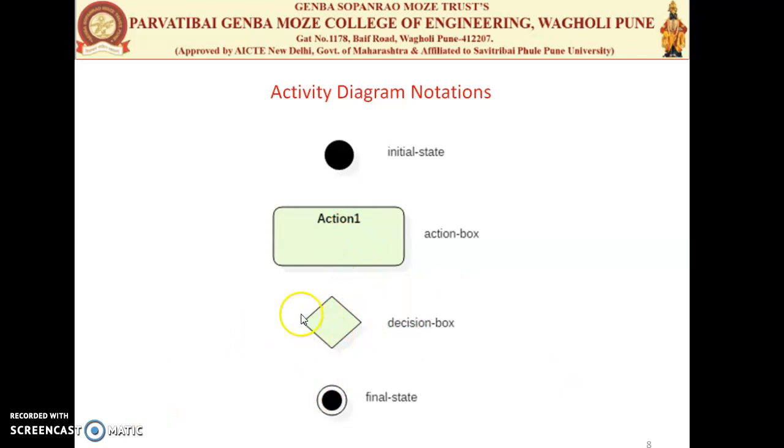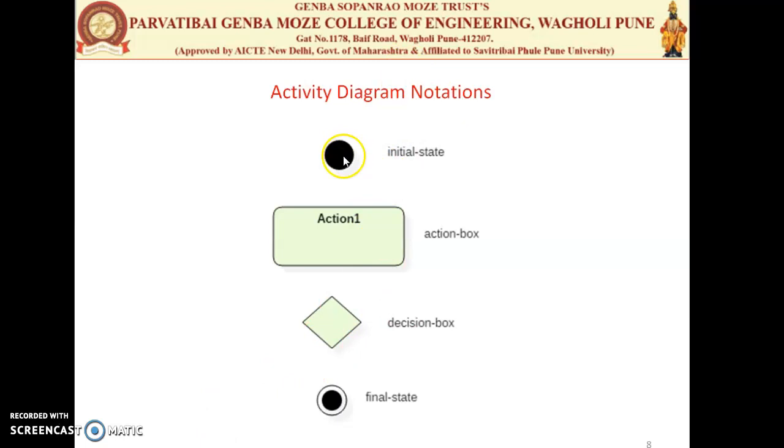Third is your decision box. It is nothing but the diamond, where whenever there is a situation where there are one or more alternative ways, you have to use a decision box there. And the last one is the final state, that is a solid dot over a circle. So this should be the end step of your activity diagram. So these are the notations of the activity diagram.